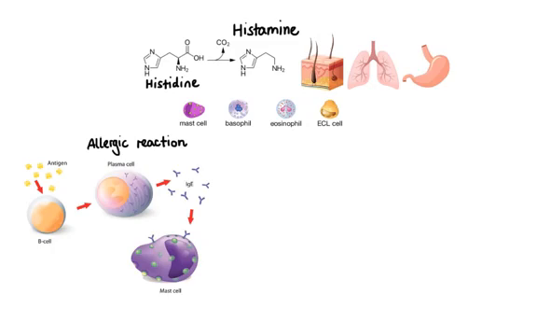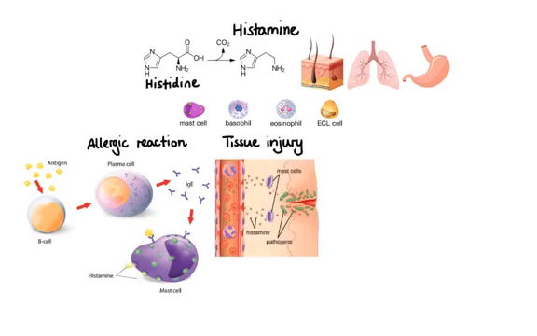Now when that same person comes into contact with ragweed pollen again, the binding of allergen to IgE antibodies will trigger activation of the mast cell, which will then release granules rich in histamine. Now let's move on to the second condition which triggers histamine release, that is tissue injury. So when tissue injury occurs, the damaged mast cells release chemical mediators, among them histamine, which affect blood vessels and nerves in the damaged area.